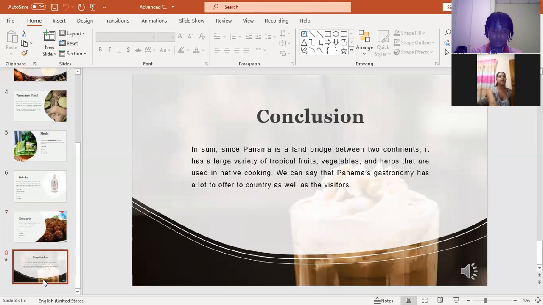In conclusion, Panama lies between two continents. It has a large variety of tropical fruits, vegetables, and herbs that are used in native cooking. We can say that Panama's gastronomy has a lot to offer, to natives of the country as well as visitors.